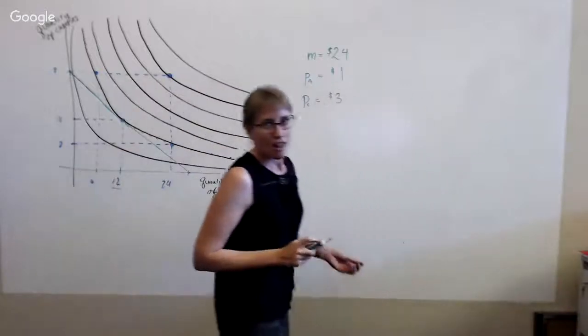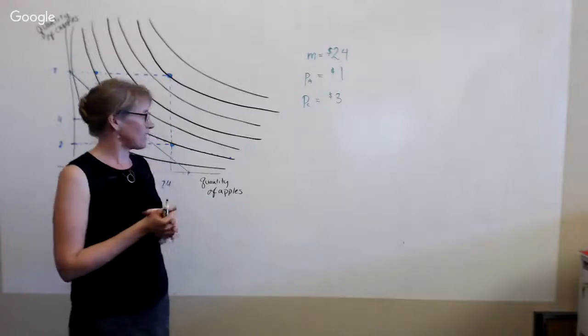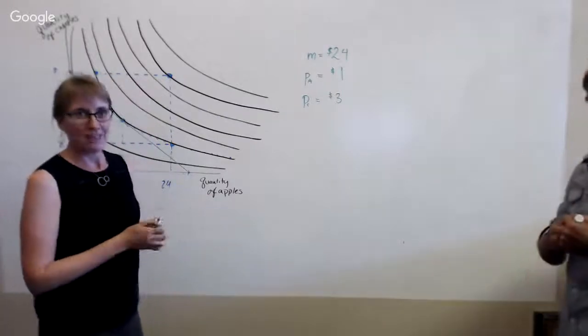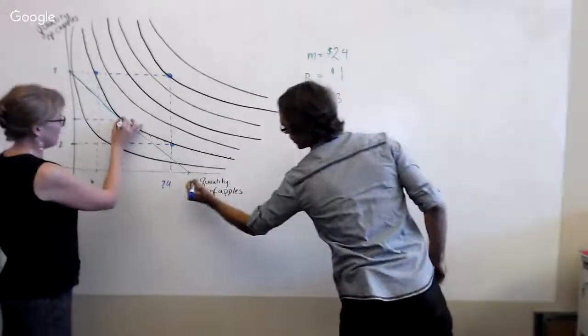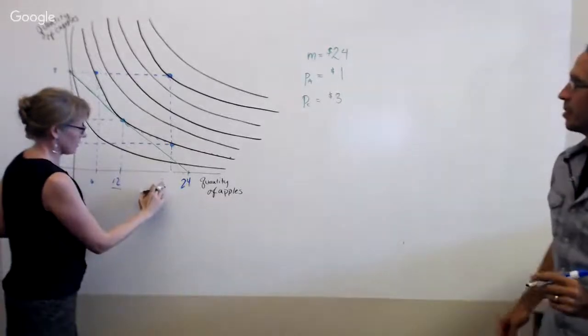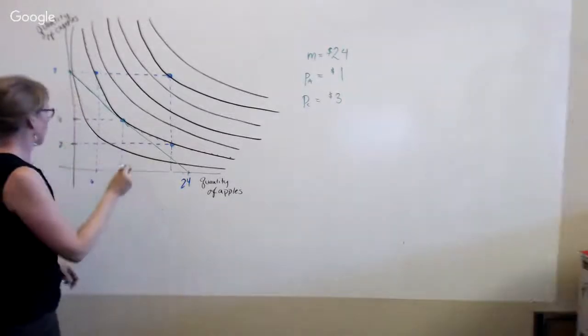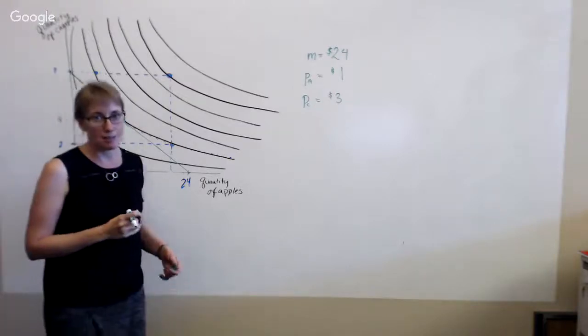Now, there's only one point that's going to make me as happy as I could possibly be. And that point is represented. Let me fix this. There's only one point that makes me as happy as I could possibly be.